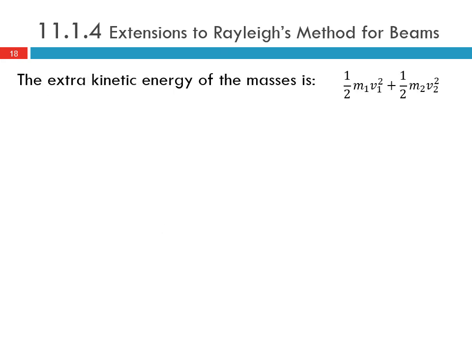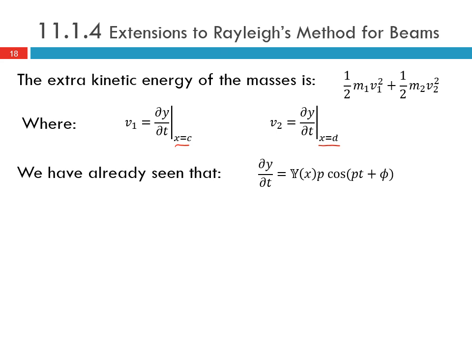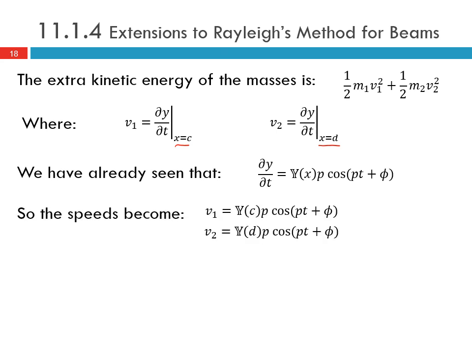So the extra kinetic energy of the masses is 1/2 m1 v1 squared plus 1/2 m2 v2 squared, where v1 is partial y by partial t at x equals c, which is the location of the mass m1, and v2 is partial y by partial t at x equals d, which is the location of m2. And we've already seen that this partial y by partial t is equal to y of x p cosine(pt plus phi). So the speeds then become v1 is just y of c p cosine(pt plus phi), and v2 is y of d p cosine(pt plus phi).